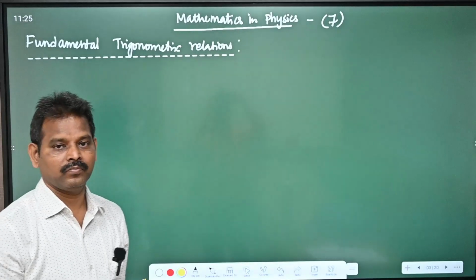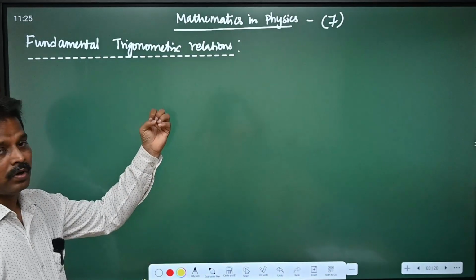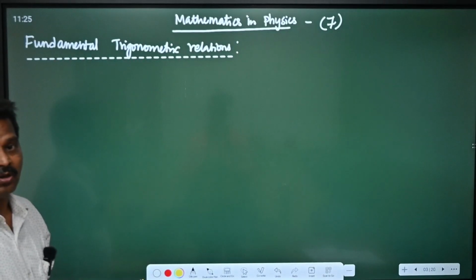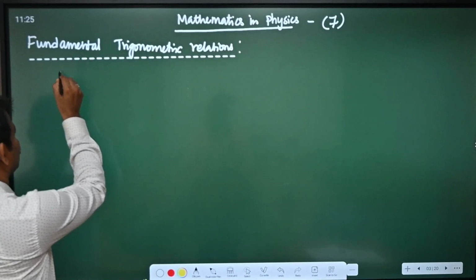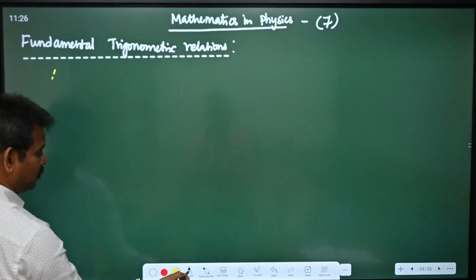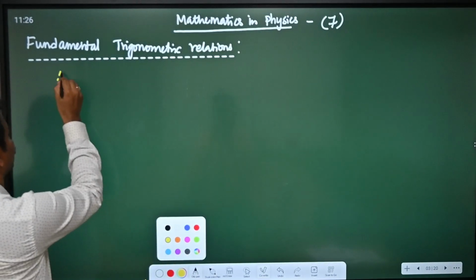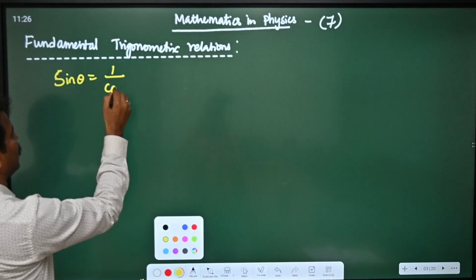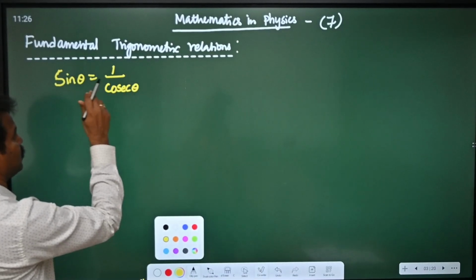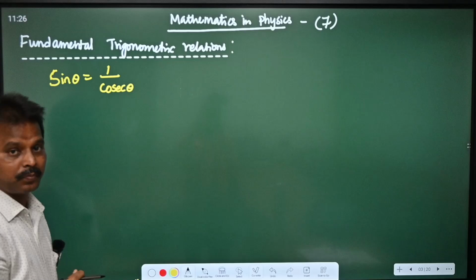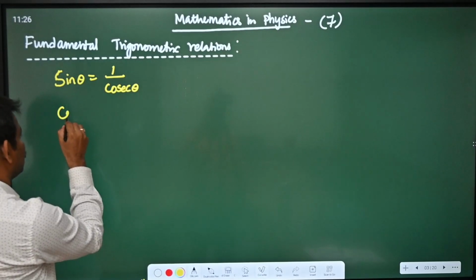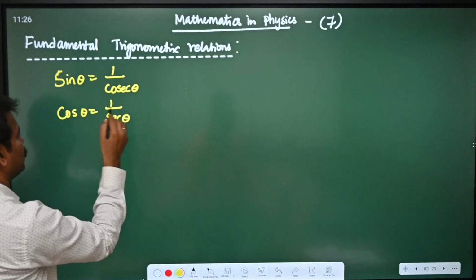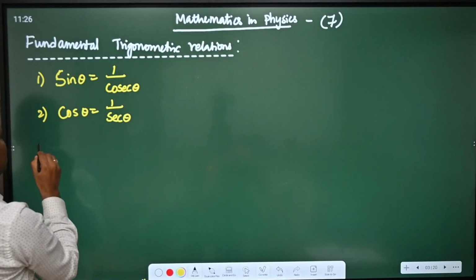Part 7. In this also we are going to continue with the trigonometry, fundamental trigonometric relations. So first one, sin theta is equal to 1 by cosecant theta. These two are reciprocal to each other. Cos theta is equal to 1 by secant theta. This is 1. This is 2.